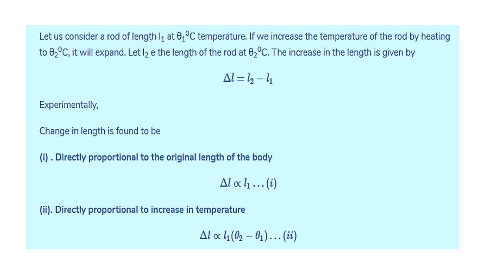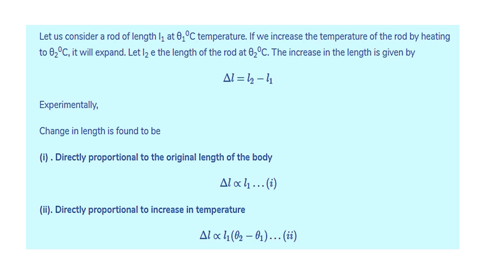Let us consider a rod of length L1 at θ1 degree Celsius temperature, and if we increase the temperature of the rod by heating to θ2 degree Celsius, it will expand. And let L2 be the length of the rod at θ2 degree Celsius. Therefore, the increase in the length will be L2 minus L1, and that is denoted by delta L.